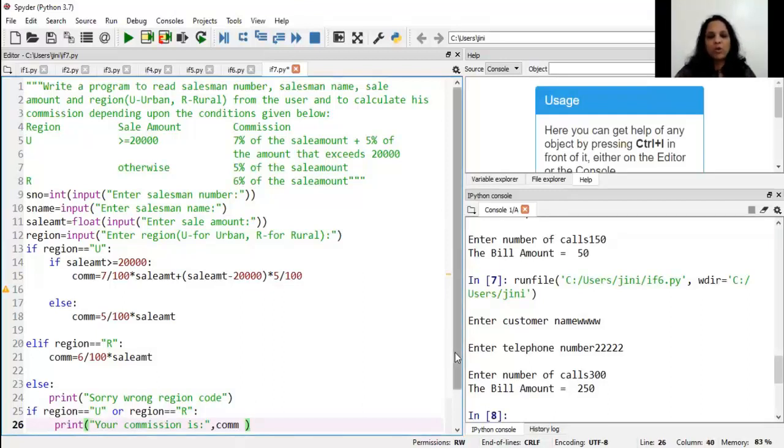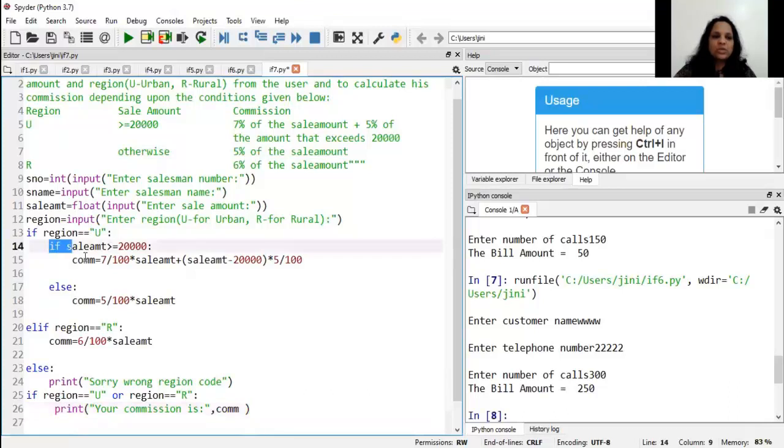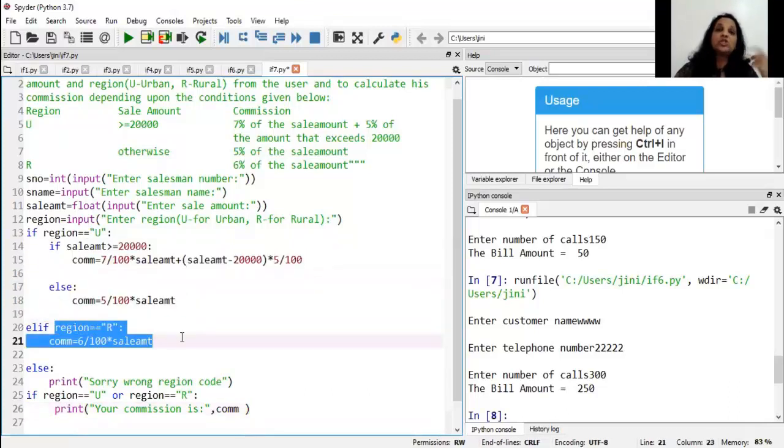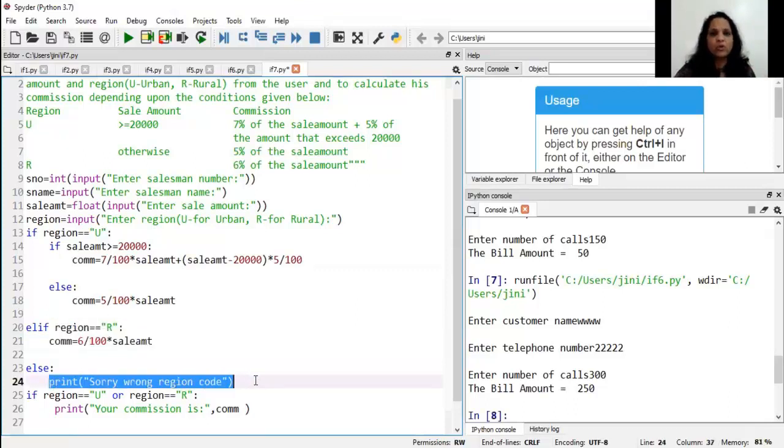So now my problem is solved. If it's U, it will calculate based on this. If it's R, it will calculate based on this. If it's not U or R, the user entered anything else, it would print, sorry, wrong region code. But before I print commission, I will check whether he entered a U or an R. Only then will I print.